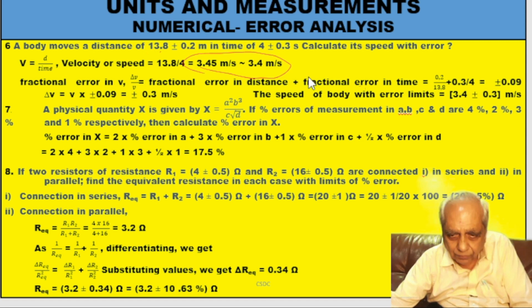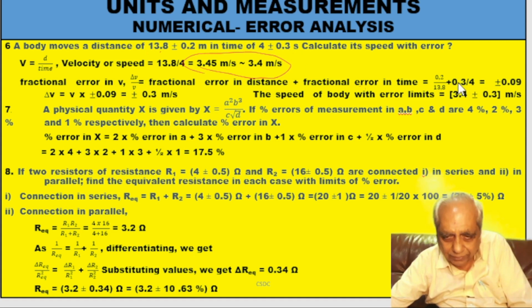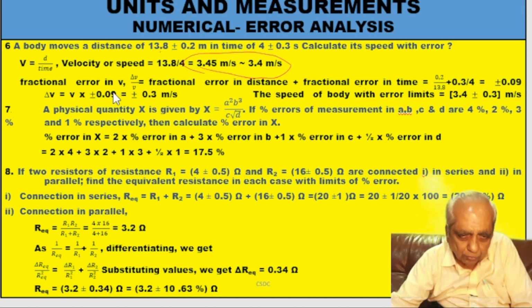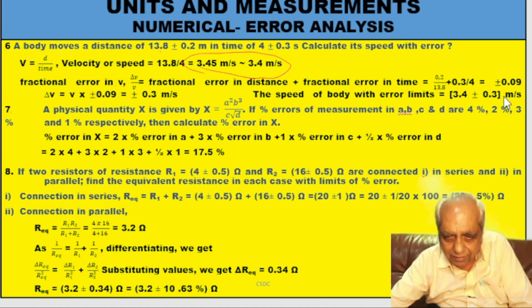Then what is fractional error in time? 0.3 second is the error out of 4. So fractional error in time is 0.3 upon 4. So knowing both the fractional errors, now I know the fractional error in V. Fractional error in V, I am getting, is plus or minus 0.09.